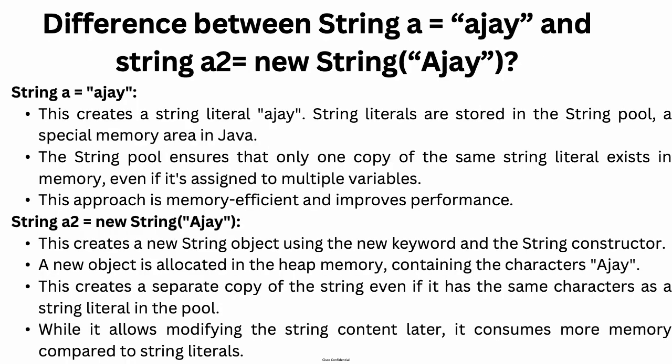What is the difference between String a = "Ajay" and String a2 = new String("Ajay")? The difference between these two coding statements is that the first one, String a = "Ajay", creates a string literal "Ajay".